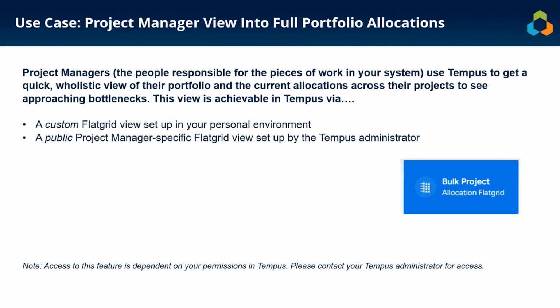In this video, we will talk about a common use case in which project managers, or just the people responsible for the pieces of work in your system, use Tempus to get a quick holistic view of their portfolio and the current allocations across all of their projects to see approaching bottlenecks or risks to their portfolio. This is best achieved in Tempus via either a custom flatgrid view set up in your personal environment and/or a public project manager specific flatgrid view that might be set up by your Tempus administrator. So let's take a look.